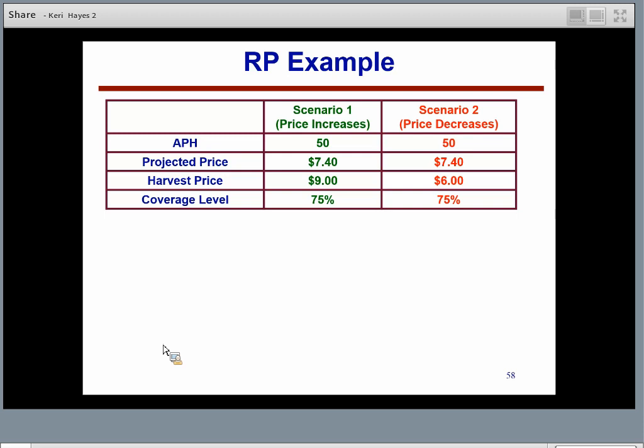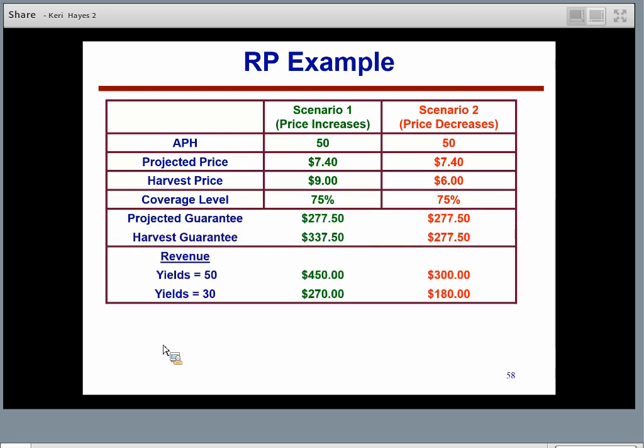Same farm. And let's assume the projected price is established at planting. And let's say between planting and harvest, the price changed, right? So in scenario one, the price goes up, right? So the price goes up from $7.40 to $9. In scenario two, the price goes down, okay? Coverage level, we're assuming 75% for both of these scenarios.